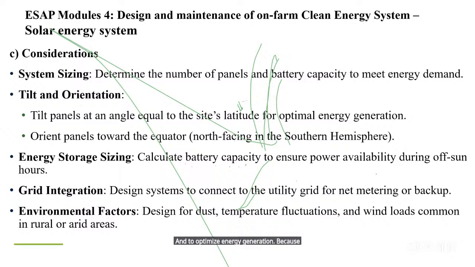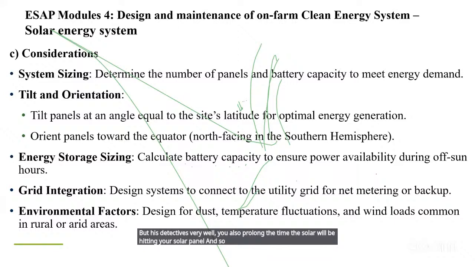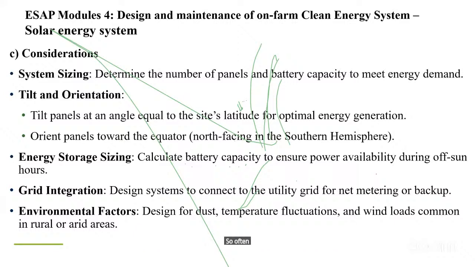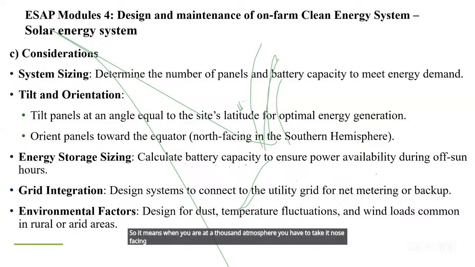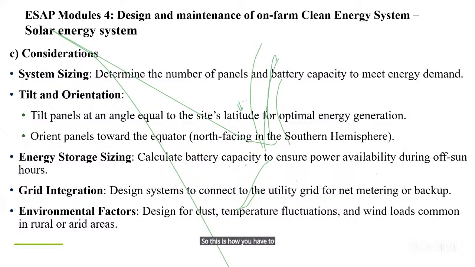Because if the tilt is not good, the sun is going to hit your solar panel for less time. But if the tilt is very good, you prolong the time the sun will be hitting your solar panel, and so you maximize your efficiency. Also, you have to orient your solar panel toward the equator. It means when you are in the southern hemisphere, you have to take it north facing. So this is how you have to set your solar panel.